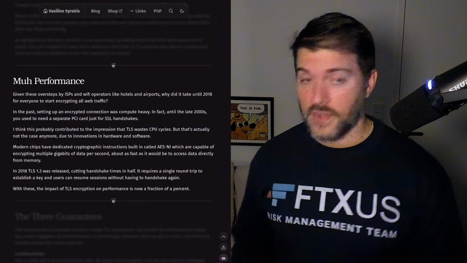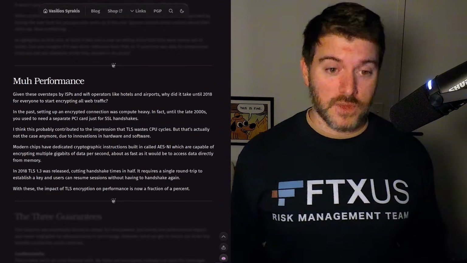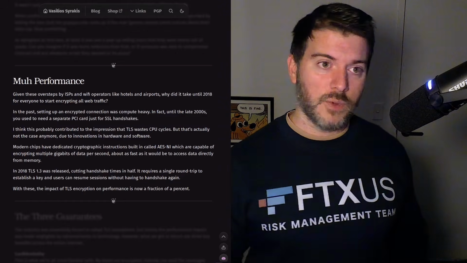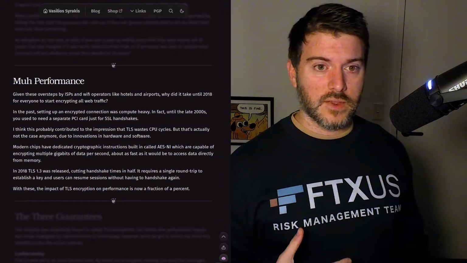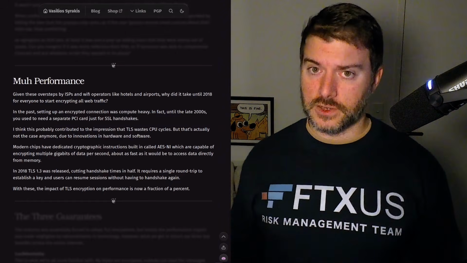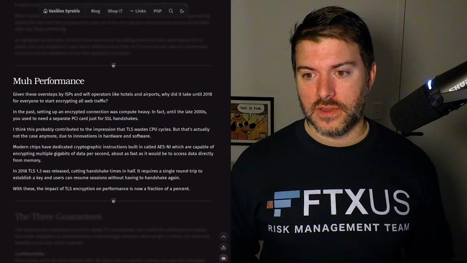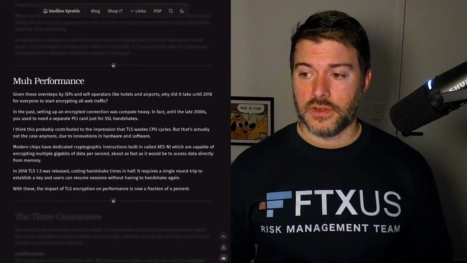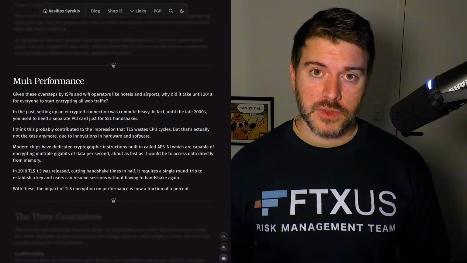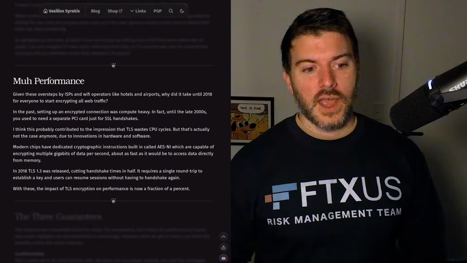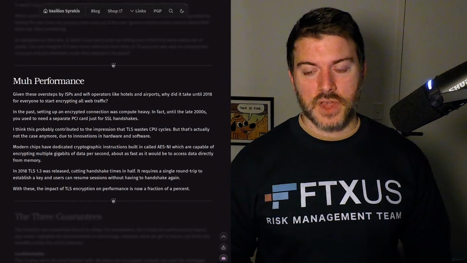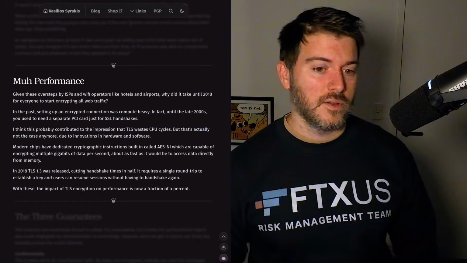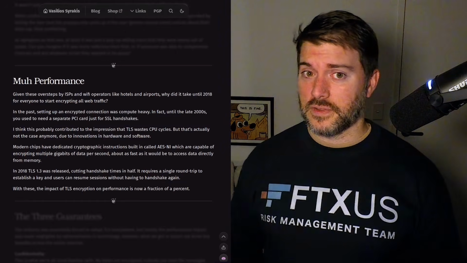But actually, as I have found out, I was not aware of this before I did this research. There have been some key innovations in hardware and software that have made this performance impact effectively negligible. Of course, hardware constantly makes these kinds of innovations. And one such innovation that they made was dedicated crypto instructions built into the chips called AES-NI. And this instruction set on the chip can encrypt multiple gigabits of data per second, which means that it's about as fast as accessing RAM.